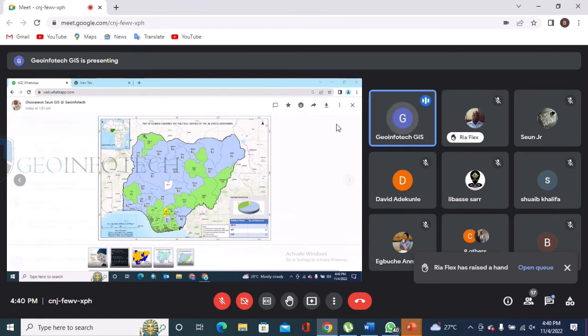We compile all the 20 maps that were submitted and we send them to our GIS department, and they pick 3 out of those maps.